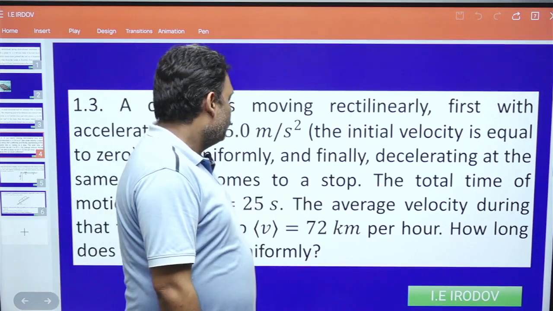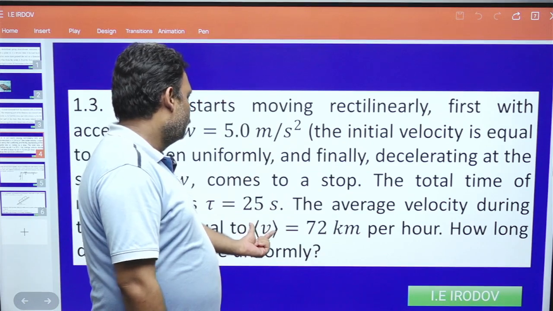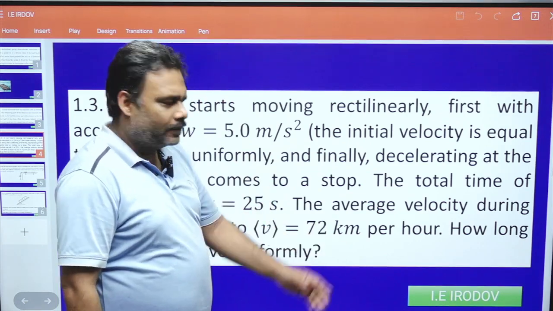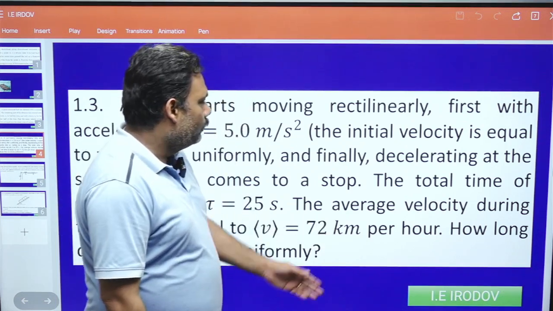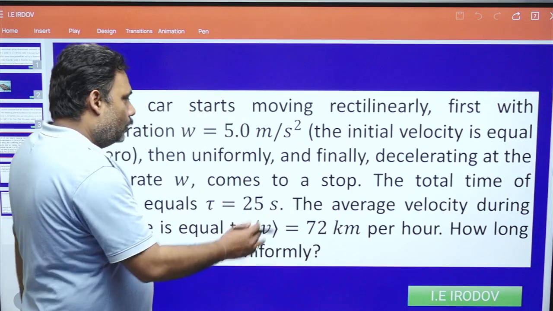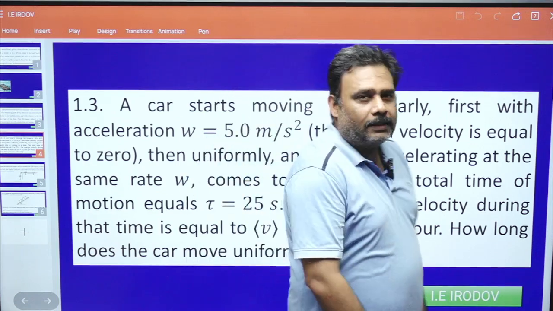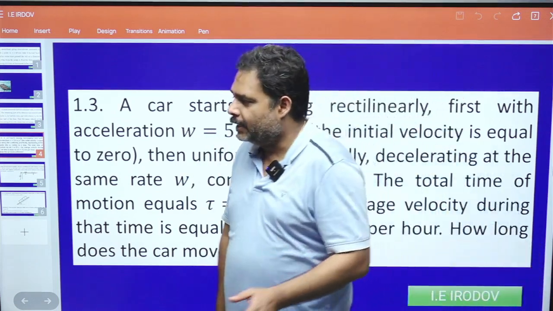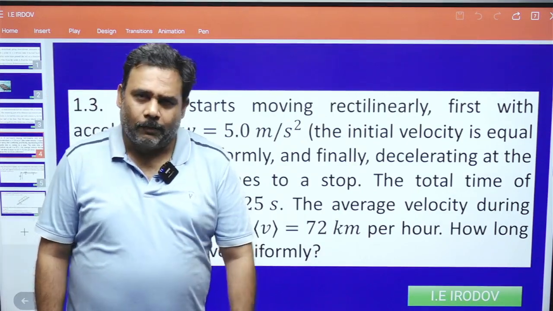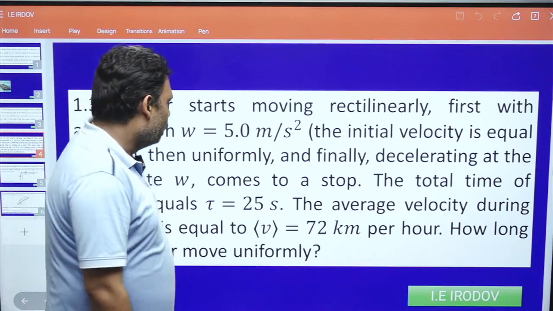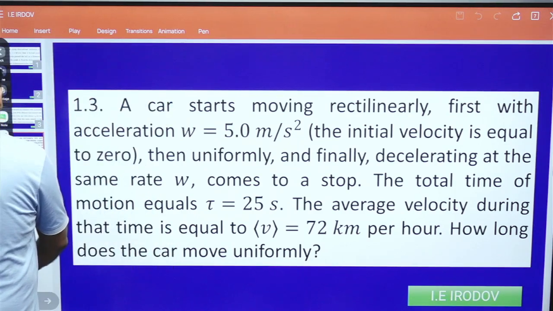The average velocity during the time is also given, with the bracket V as the symbol of average, and it is given as 72 kilometers per hour. So how long does the car move uniformly? The question is: what will be the time during which the car is moving uniformly? Let us try to approach this problem. This is a very nice problem, and we can solve it completely.